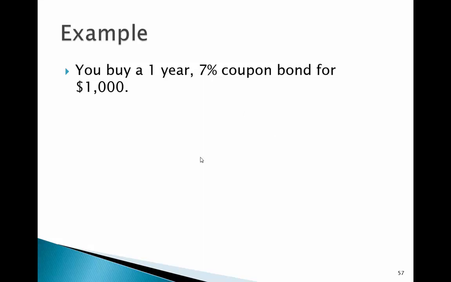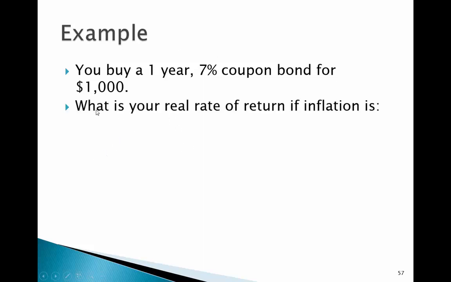Next, we're going to look at what happens with inflation. So you buy a 1-year 7% coupon bond for $1,000. Now, notice this says, what is your real rate of return if inflation is? And anytime you see the terms real, inflation, and you may see nominal, if you see 2 out of 3 of those words, real, inflation, and nominal, then you can bet you're going to use our real rate of return formula that's going to show up here soon on the slide. So be on the lookout for those words in problems. If you see real and inflation, then you're going to need that formula.